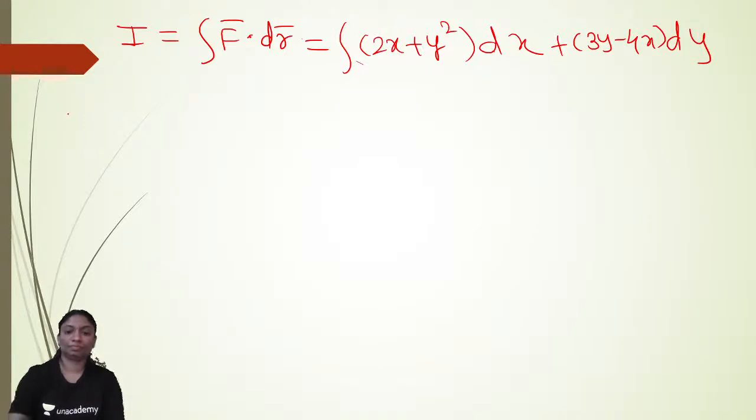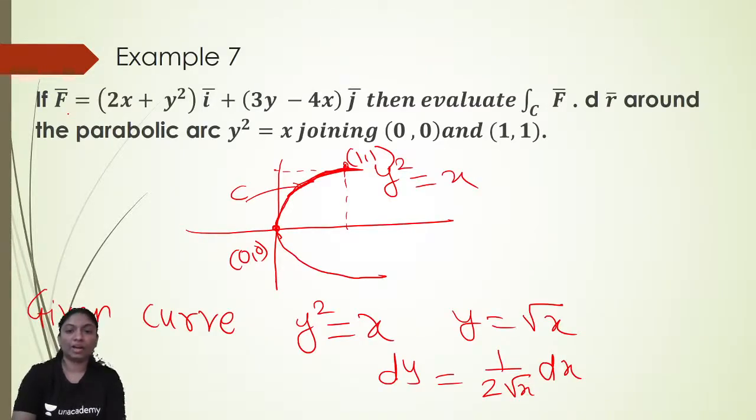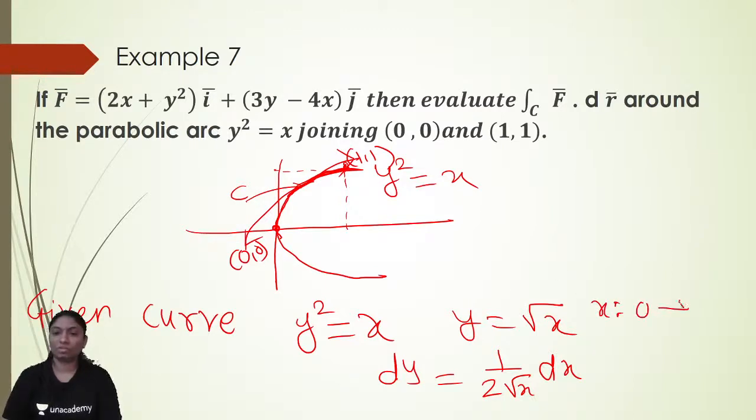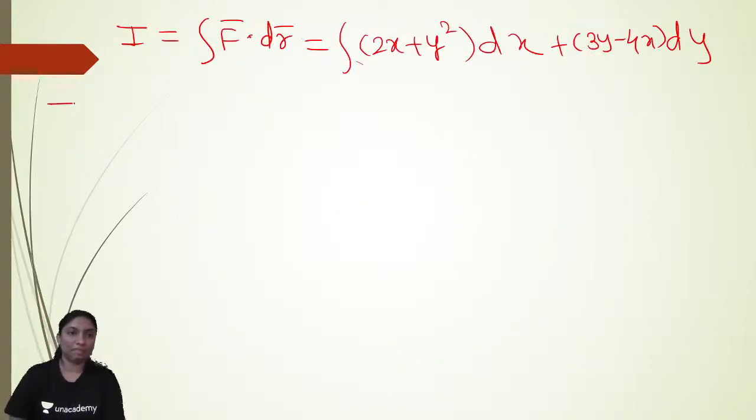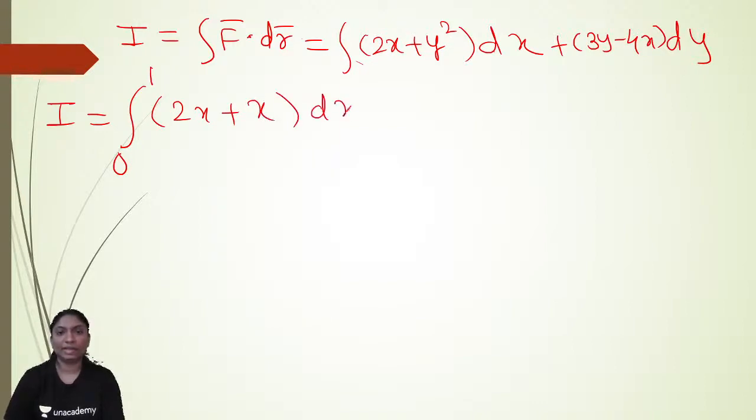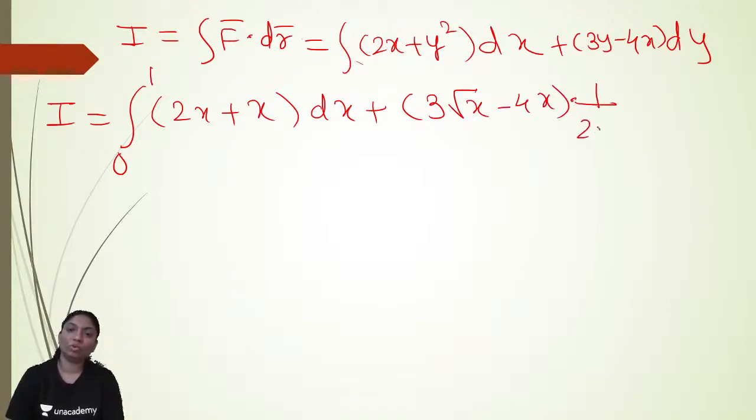Now we'll find out C. So put y is equal to root x and dy is equal to 1 upon 2 root x dx. So how is x varying? If I put x is equal to 0, then y is equal to 0. If I put x is equal to 1, then y is equal to 1. So x is varying from 0 to 1. So ultimately your integral becomes I is equal to integral from 0 to 1 of f bar dot dr bar. So here 2x plus y square is 2x plus x and dx as it is, plus 3y is equal to 3 root x minus 4x into dy, which is 1 upon 2 root x dx.